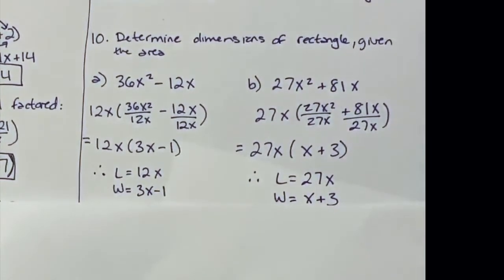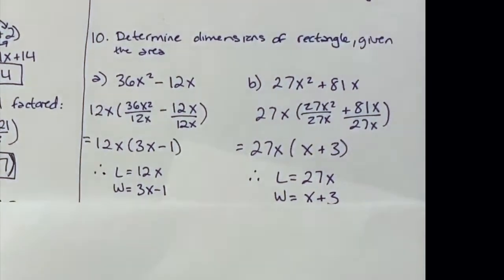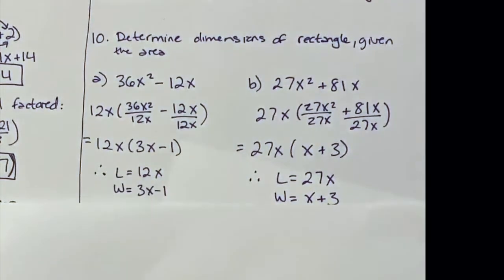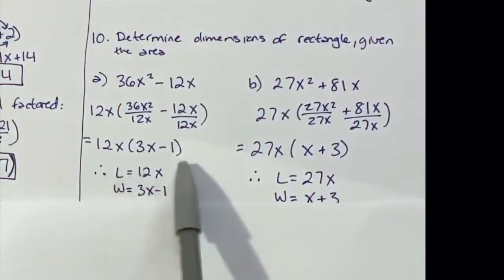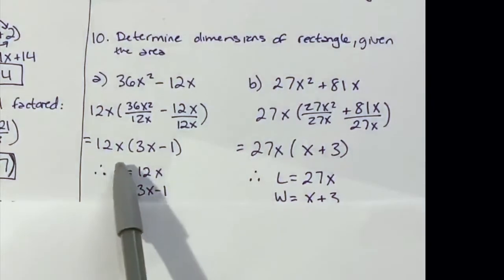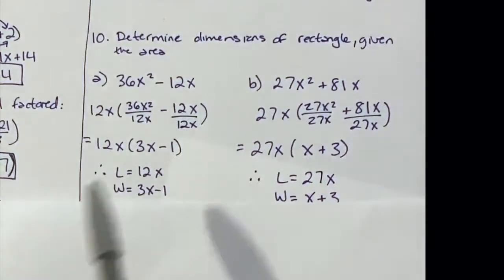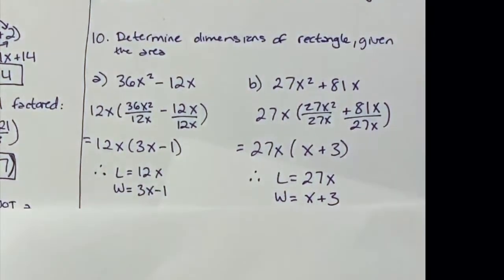Since I'm looking for the area, and remember it's length times width, see I have this times this. So one of these is my length and one of them is my width. So I said 12x was my length and 3x minus 1 is my width.